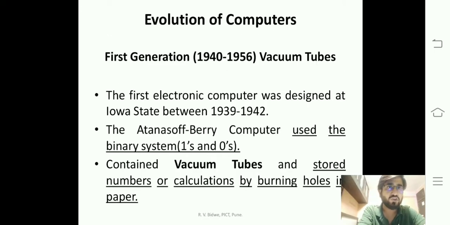Now we will see the evolution of the computer. These are very basic things you might already know, but we will quickly go through them so we have the idea. Today's computers are in the fifth generation. We will see what the previous generations were. The first generation of computers mainly used vacuum tubes.